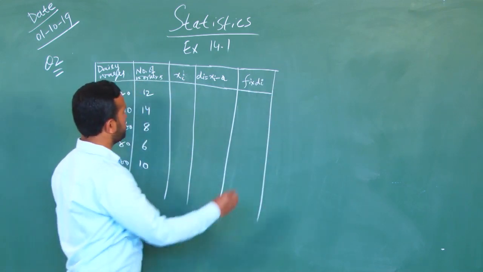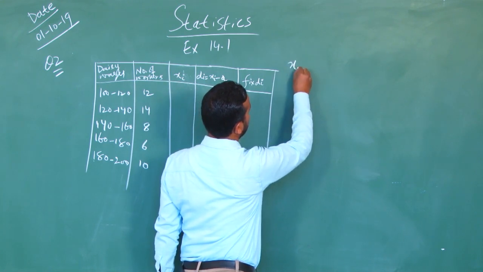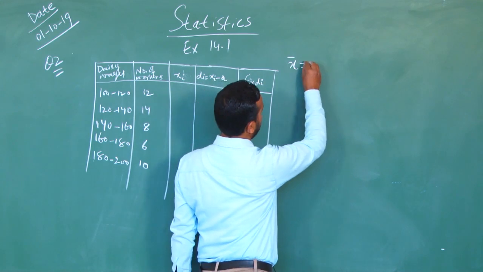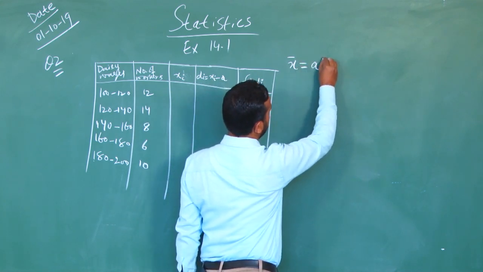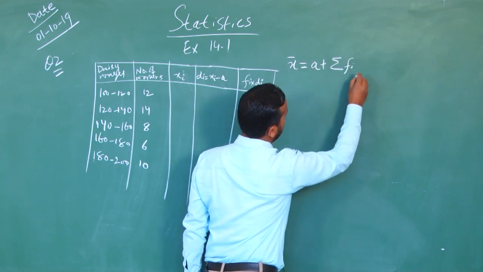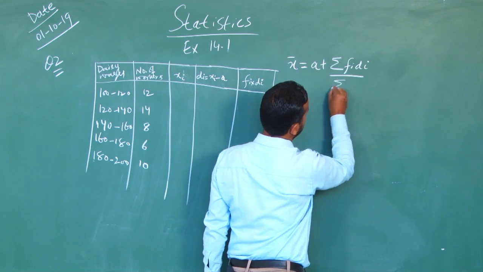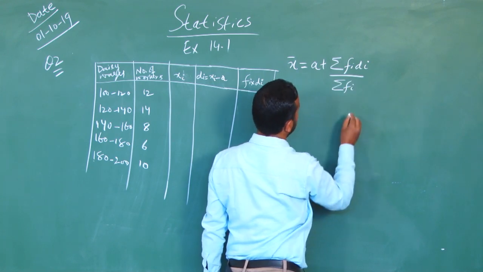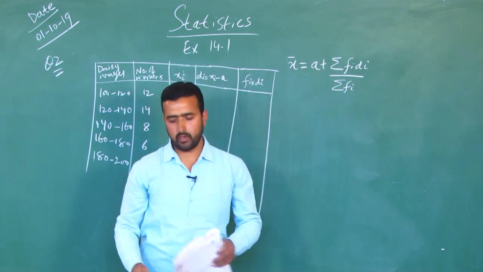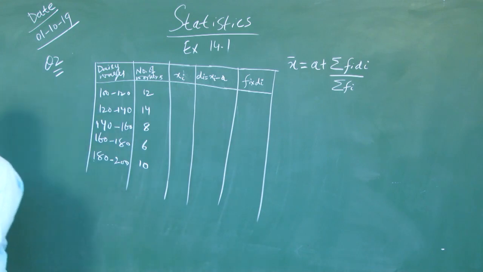Dear children, as you remember that we discussed the formula for the calculation of the mean, that is x bar, with the help of the assumed mean, is mathematically written as a plus summation of fi di divided by summation of fi. And this we need to remember, the formula for how to calculate the mean from the given data.